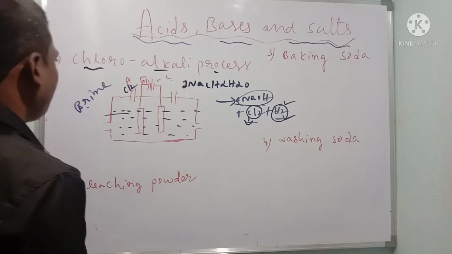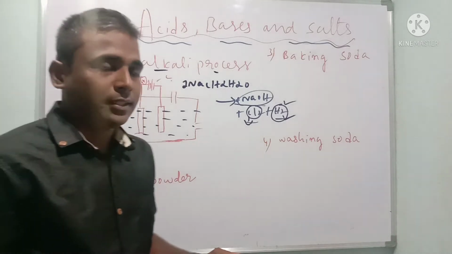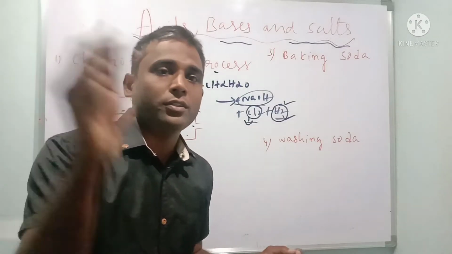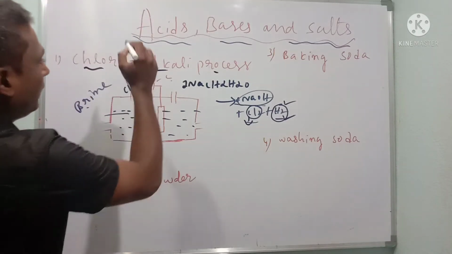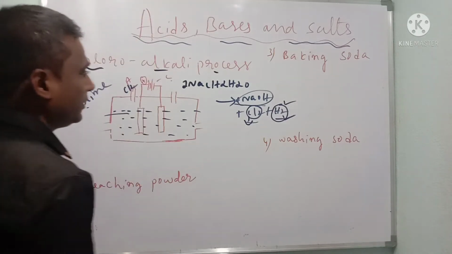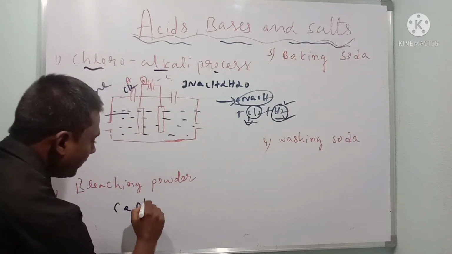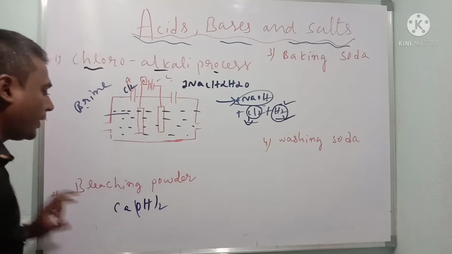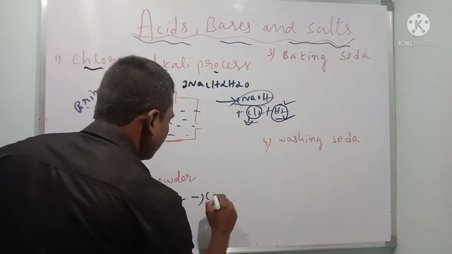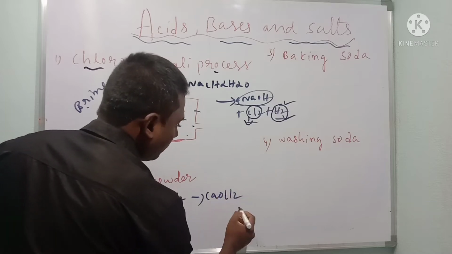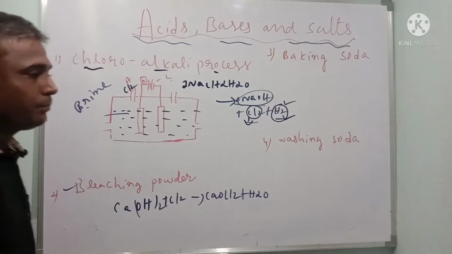Okay, next we come to bleaching powder. You might have seen it sprinkled where dirt is there. Here it is very simple: we obtained chlorine gas in the electrolysis process. When chlorine gas reacts with slaked lime, or calcium hydroxide, it forms bleaching powder, calcium oxychloride, plus water. This is the preparation of bleaching powder.